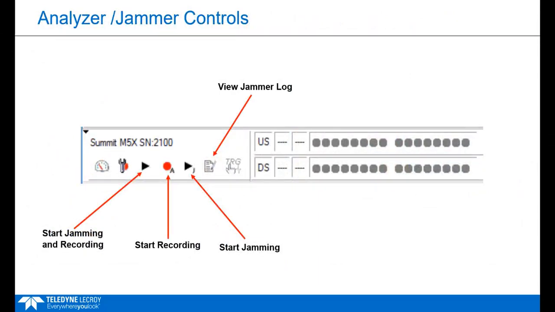The controls for the jammer are shown on the toolbar at the bottom. You can start jamming and recording simultaneously, or start jamming or recording independently. If you start recording independently, it's just like using a regular protocol analyzer. There's also a small button for the jammer log, which we'll show later in the examples. This will show a list of the jams that actually happened during the trace.